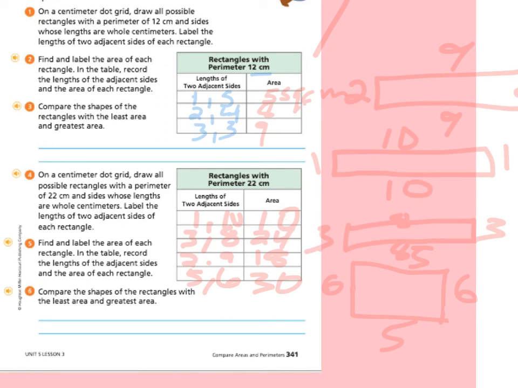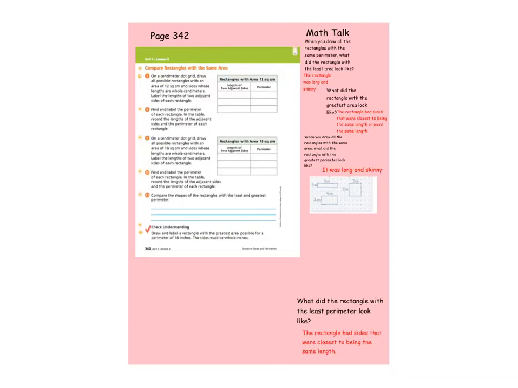So compare the shapes. The least area is the 1 by 10. The greatest area is the 5 times 6. 10 to 30, so it's 3 times bigger. It's kind of interesting. The more square the shape, the bigger the area is going to be. So you're really just continuing your work on 342, trying to connect that idea of perimeter and area.